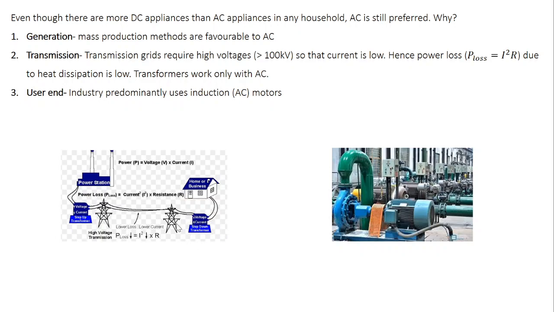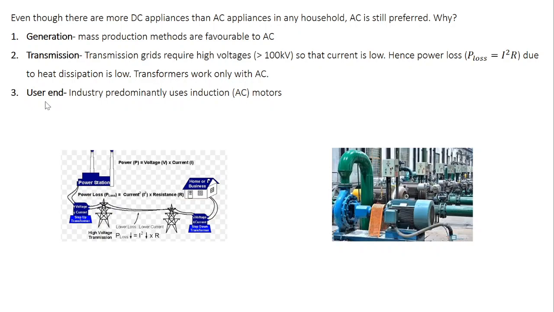Unfortunately, transformer works only with AC signal. We know that, right? Because this works by the principle of electromagnetic induction, so it can deal only with AC signals. So once again, in the transmission side also, AC is preferred over DC. Finally, coming to the user end.